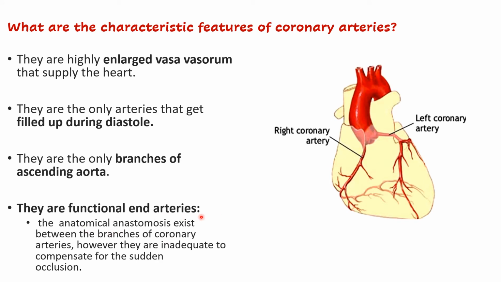They are functional end arteries. You must have learned that in general anatomy. So the anatomical anastomosis is there. It does exist at the precapillary level, right? But in case there is any block in one of the branches of the right or left coronary arteries, the anastomoses are inadequate to compensate for this sudden occlusion. So therefore, they are called functional end arteries because these anastomoses are not functional. They are just anatomical, end-to-end anastomosis.